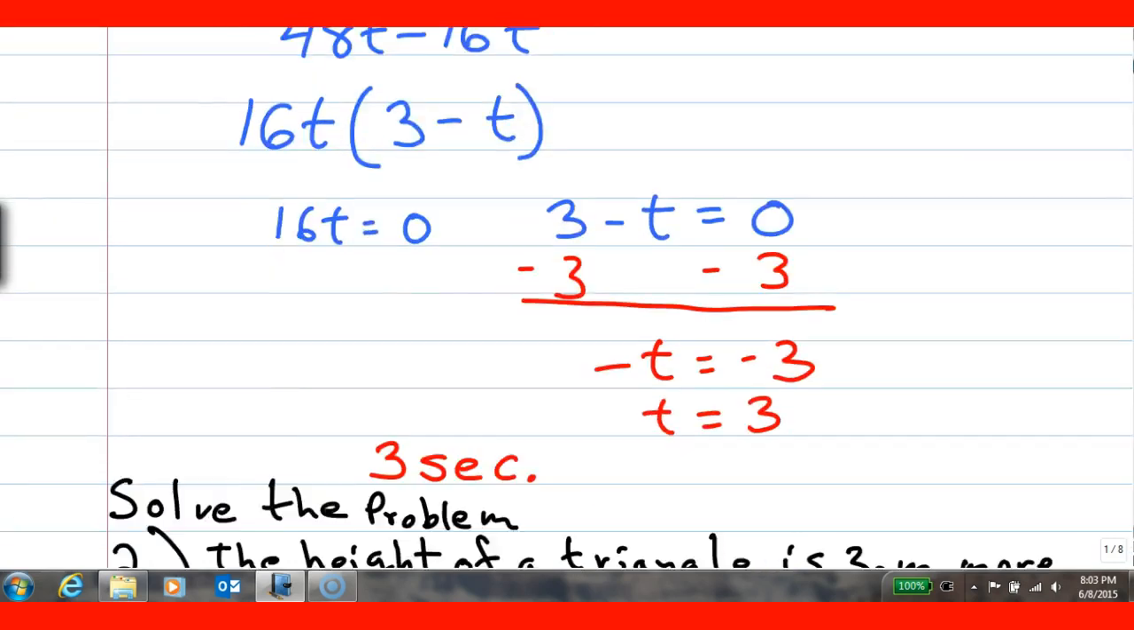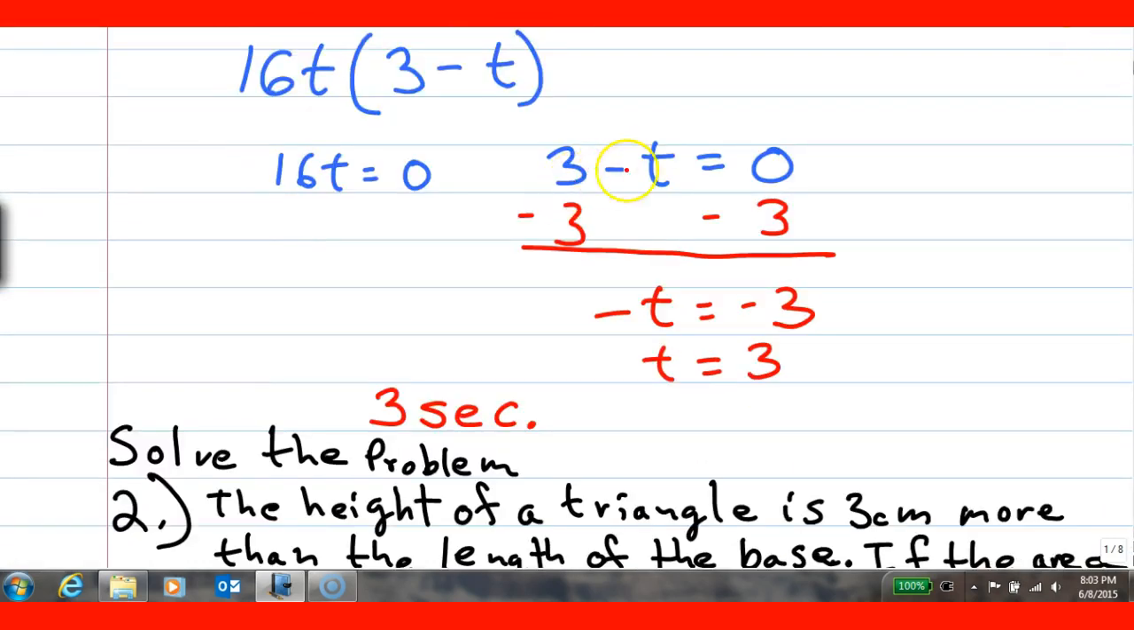The other one set equal to 0, so I have 3 minus t equals 0. I'm going to subtract the 3 from both sides, so I'm left with negative t equals negative 3. Now I'm going to divide both sides by negative 1 to clear the negative off the variable, and I'm left with t equals 3. So the answer here will be 3 seconds. This object will hit the ground after 3 seconds.